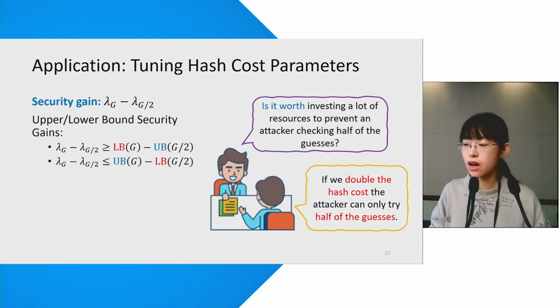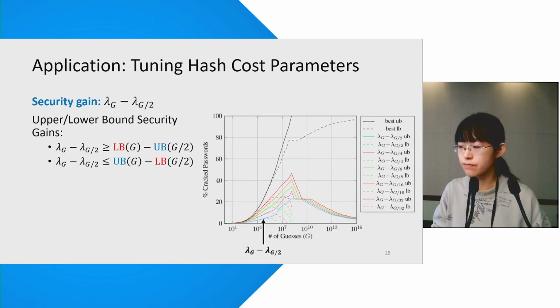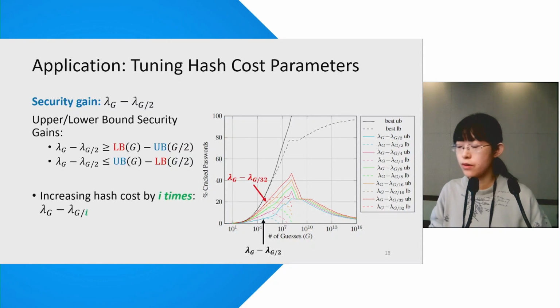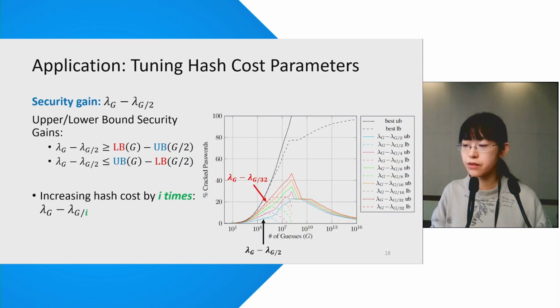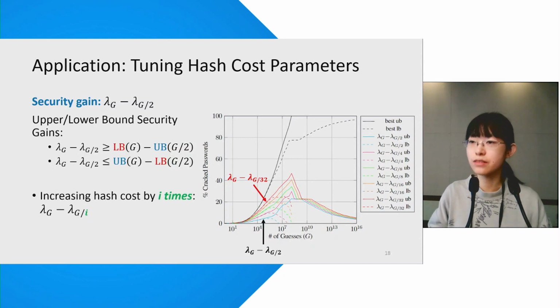Our techniques can be used to upper and lower bound this security gain as shown here. In general, we can upper and lower bound the security gain of increasing hash cost by any factor, such as 16 times or 32 times, as shown in this figure.